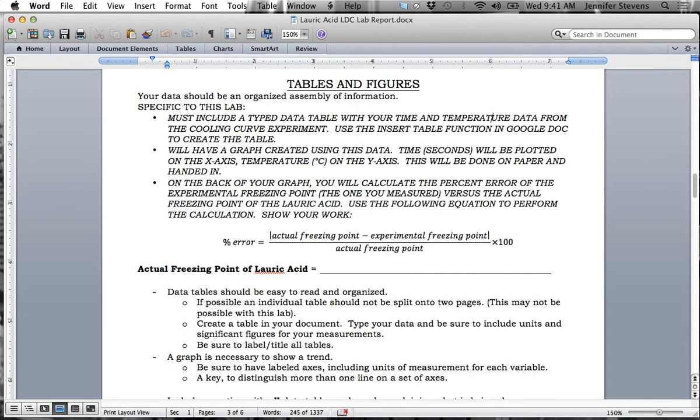Now this part here, the third bullet point, you will need to do on a separate sheet of paper, simply because typing this is kind of difficult. You are going to calculate the percent error of the experimental freezing point, the one that you measured, versus the actual freezing point of the lauric acid. And here is your equation. Percent error equals the actual freezing point, that's the one that I give to you here, minus the experimental freezing point. So you take that value, you divide it by the actual freezing point, and then multiply by 100. Your unit on this is going to be a percent.